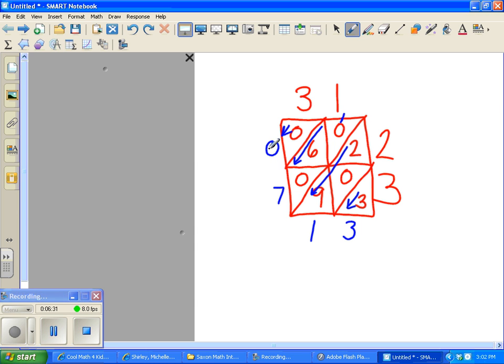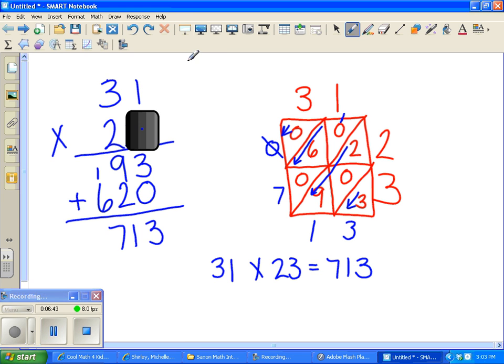Then when we read our answer, of course you don't need the beginning 0. You read it 713. So I would write 31 times 23 equals 713. And you can just choose which method you liked best. Okay?